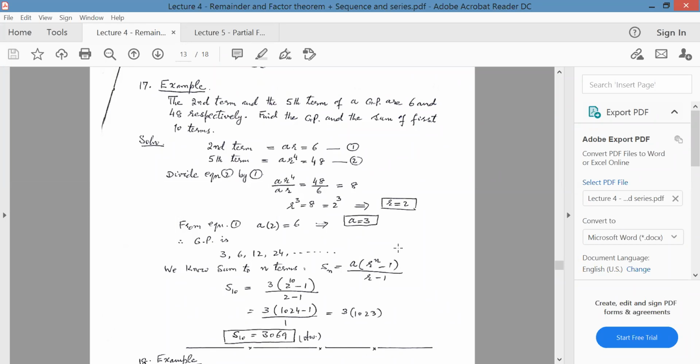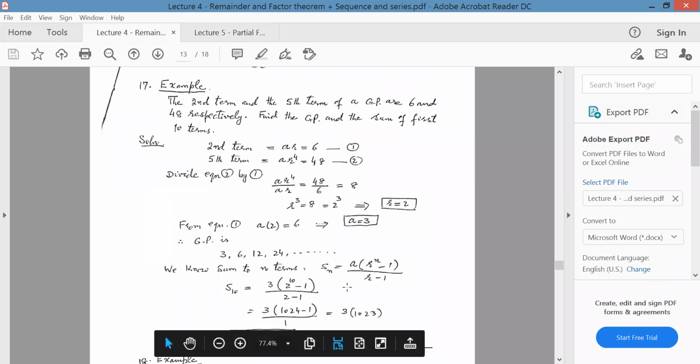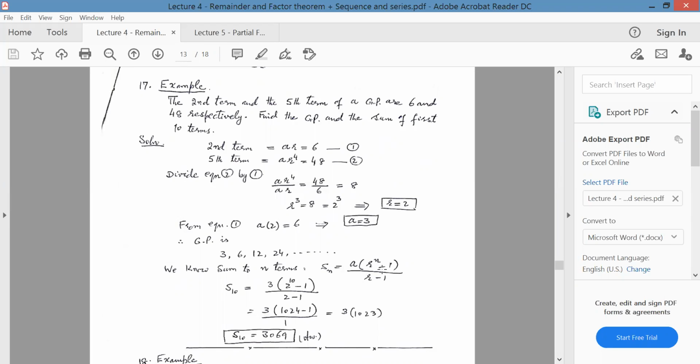Now, the next part of this question is that you are to sum the first 10 terms. I told you the formula for the sum of n terms in the GP series: A into R power n minus 1 over R minus 1.